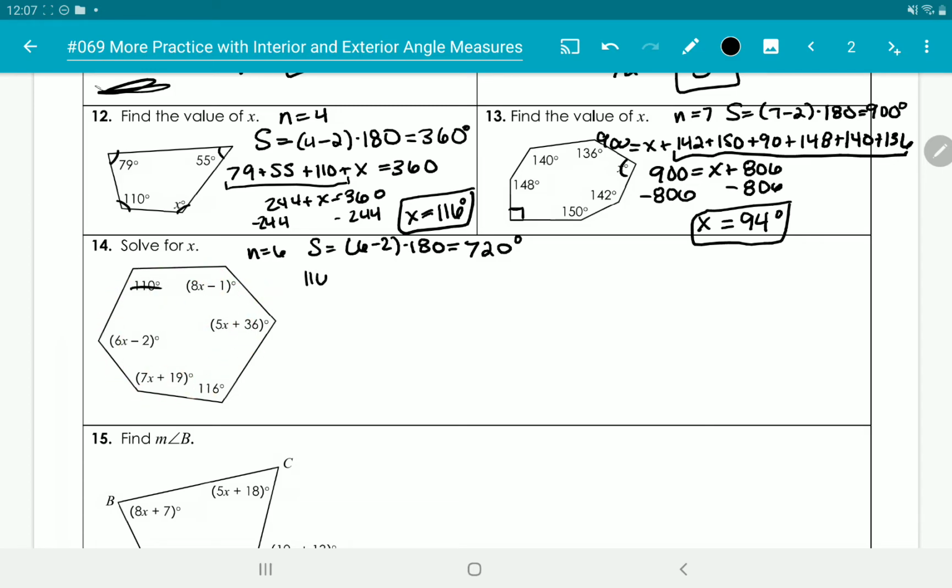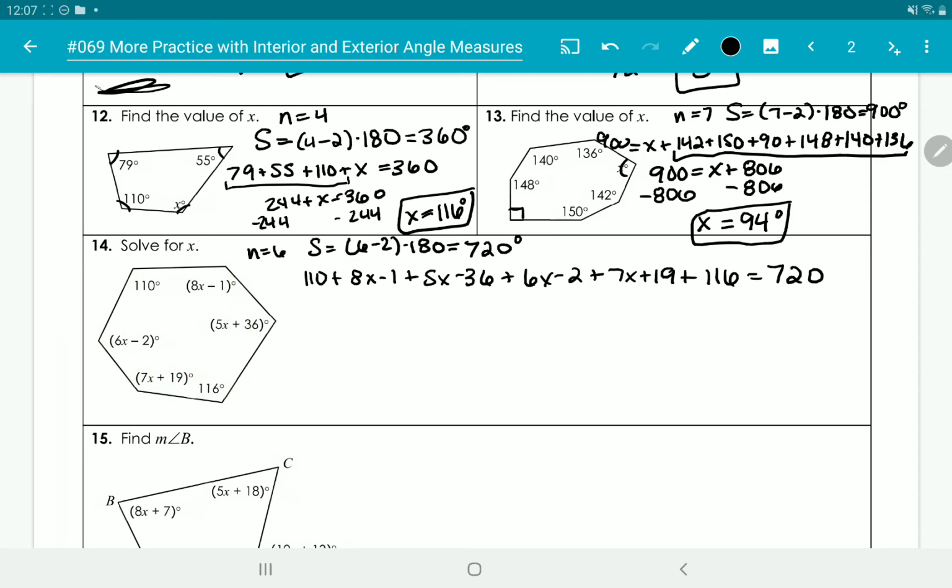We have 110 plus 8x minus 1 plus 5x minus 36 plus 6x minus 2 and plus 7x plus 19 plus 116. Okay, and these are going to add up to give you 720.